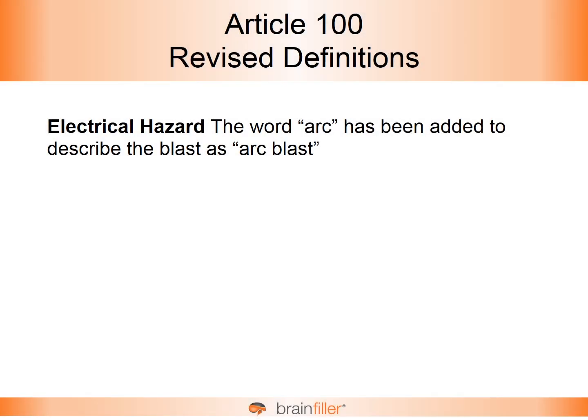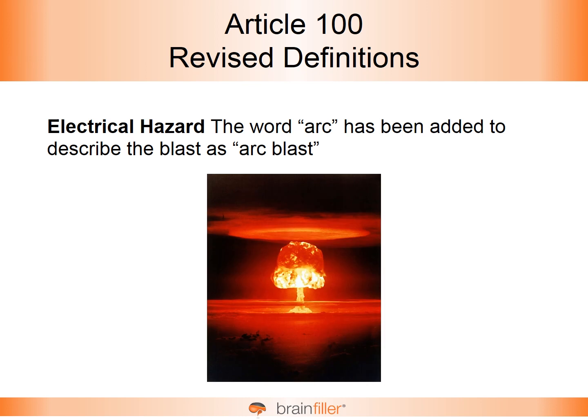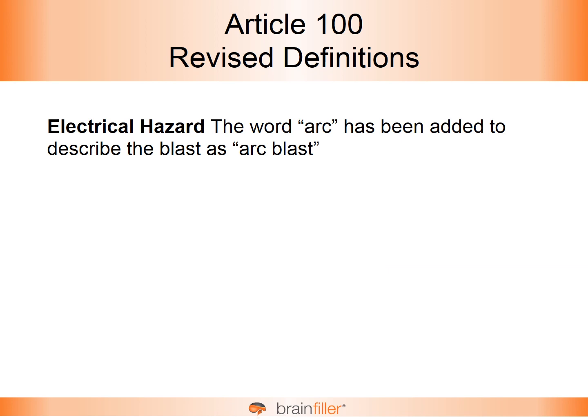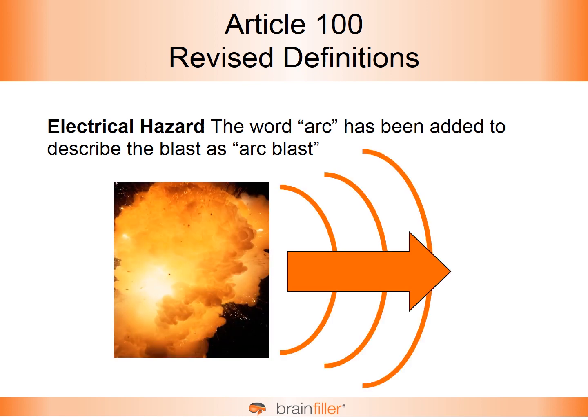The definition of electrical hazard had a minor change as well. The word "arc" is now part of the term "arc blast." Previously, just the term "blast" was used. And well, that wasn't really very descriptive because what kind of blast are we talking about? So by using the phrase "arc blast," the two words together, we're now actually talking about the blast that could exist as a result of an arc flash.